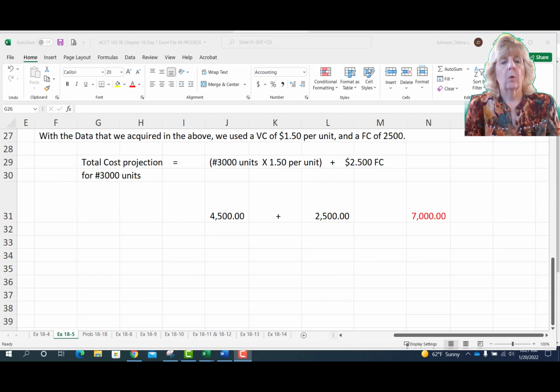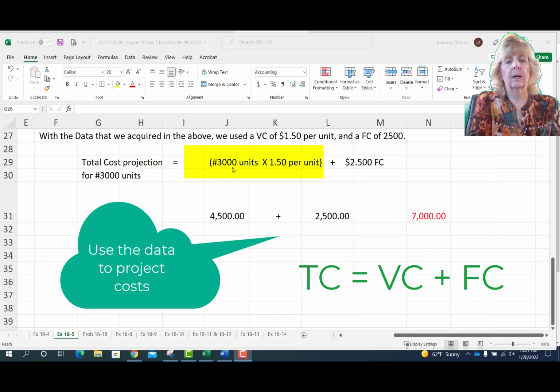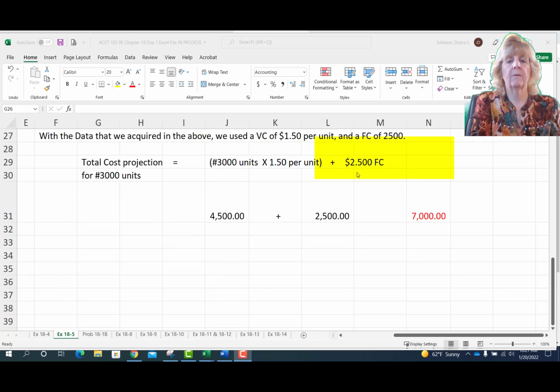With the data that we acquired in the above exercise, we know now that variable cost is $1.50 a unit and fixed cost is $2,500. The author asks us to make a projection based on 3,000 units. So we multiplied the 3,000 times $1.50 per unit, and then added 2,500 to cover the fixed costs. At any point over the relevant range, now we are able to make a prediction because we have an understanding of how the costs behave. Let's see if you came up with the 7,000 in total cost that I came up with.